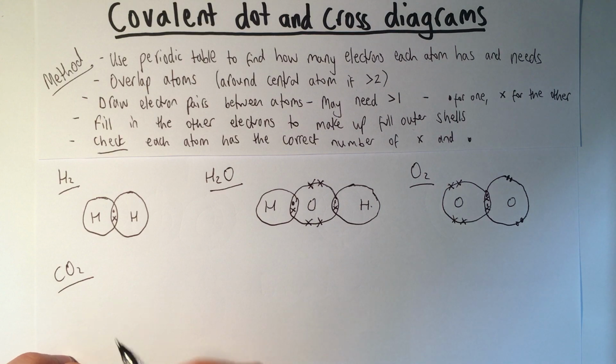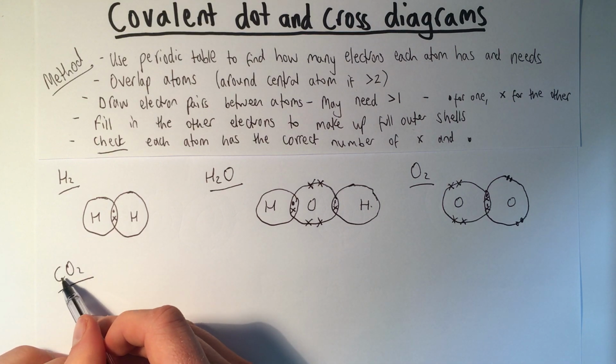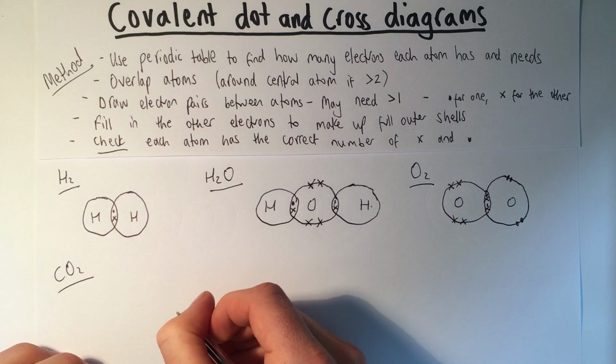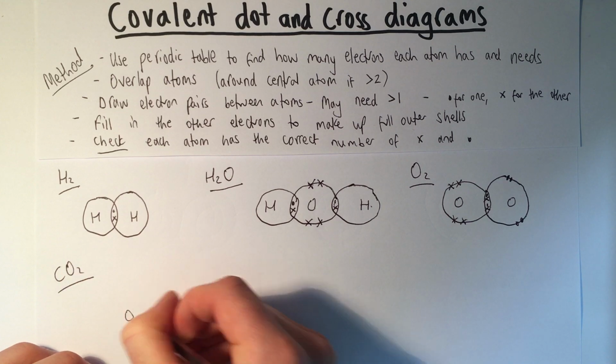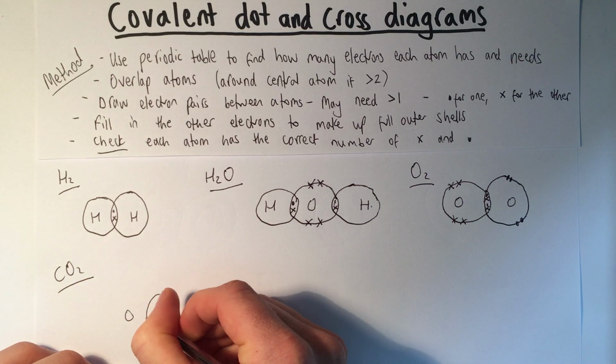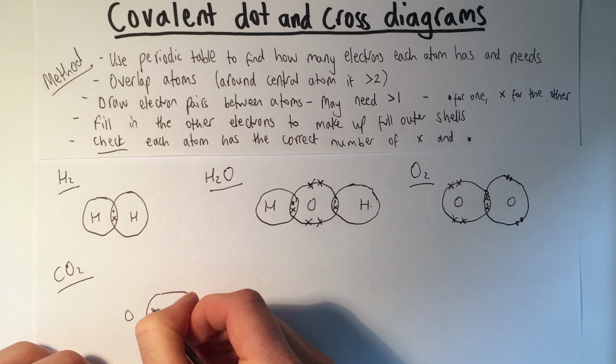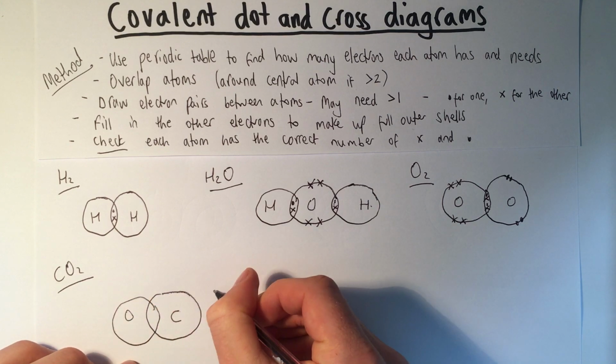Carbon dioxide now. Got more than 2 atoms, so I'm going to have a central atom. I'll put carbon in the middle, and I'll put the 2 oxygen atoms on either side of the carbon like that. Again, just doing the outer shells, so let's get those shells overlapping.